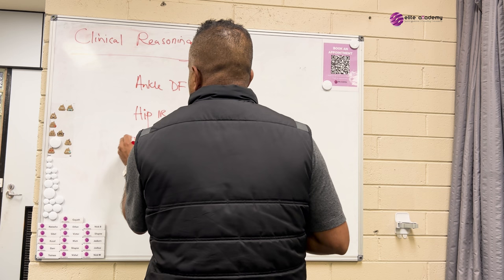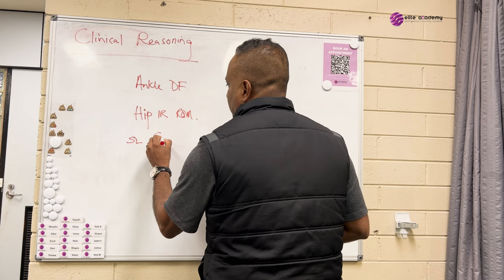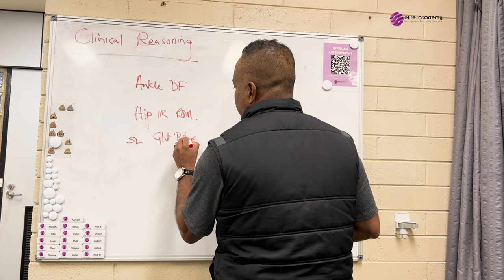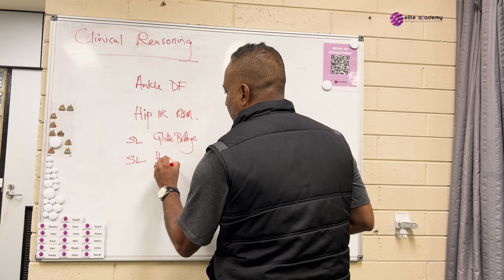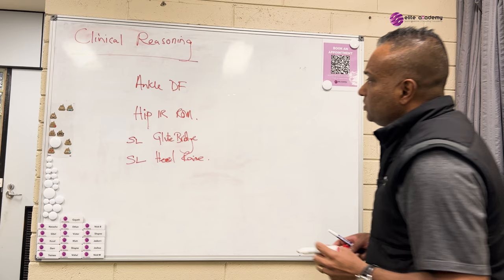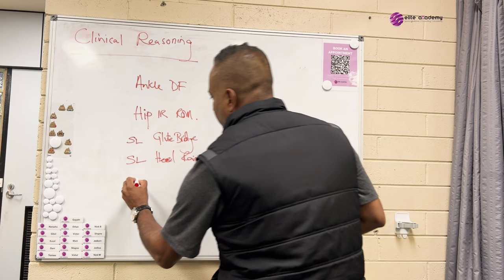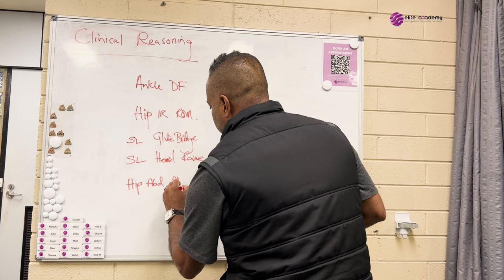Single leg glute bridge and single leg heel raise. Single leg, sorry, what was that? Glute bridge and heel raise. Single leg glute bridge. On which side? Both sides, bilaterally. Okay. And the other one? Single leg heel raise. Anything else? Hip abduction muscle strength.